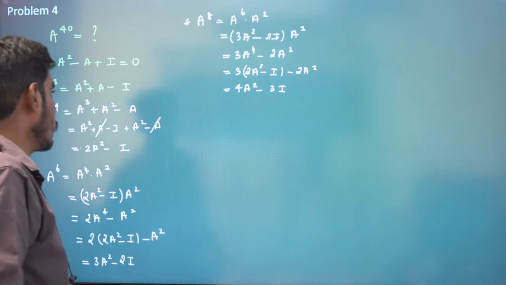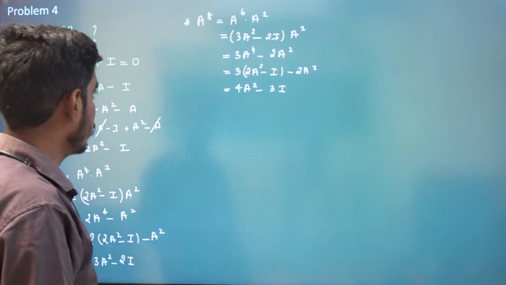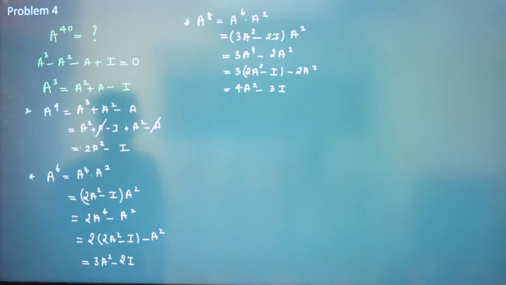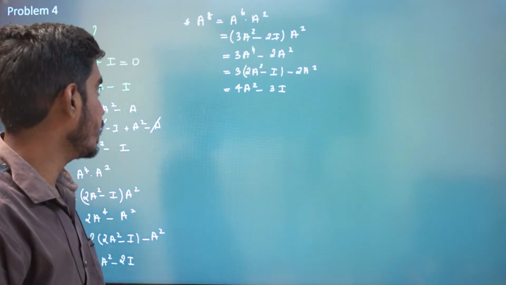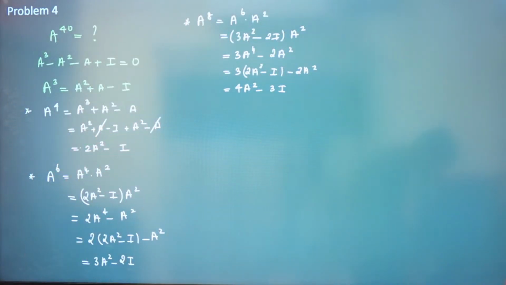A square, A power 4, 2A square, 6A square, 4A square minus 3I. Correct only, right? 4A square minus 3I, right? Okay.